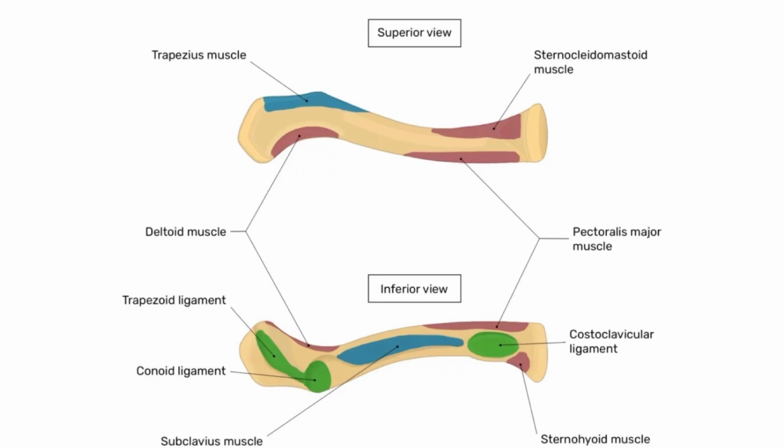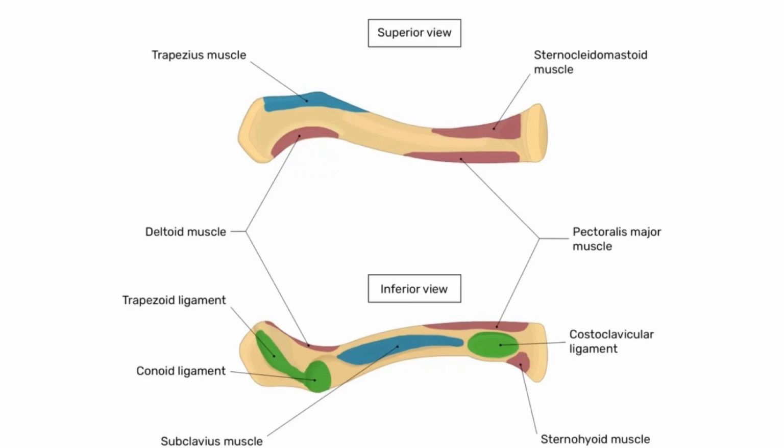Then the last one we are going to talk about is the conoid and the trapezoid parts of the coracoclavicular ligament. They are named together because they come from the same ligament. So the conoid part and the trapezoid part of the coracoclavicular ligament are attached to the conoid and trapezoid parts of the clavicle respectively.